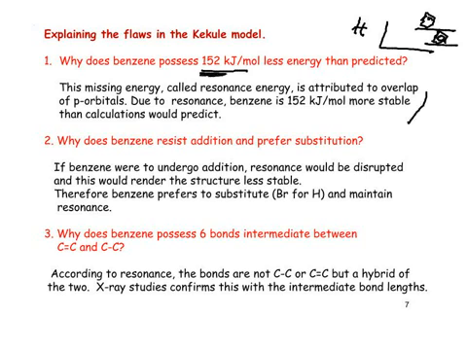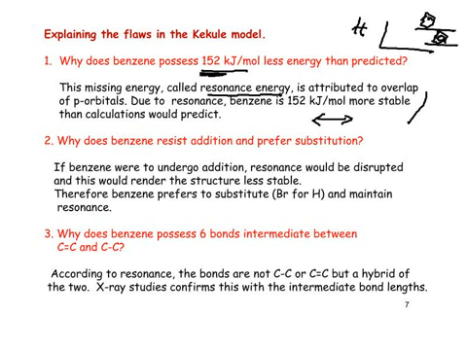Here's the answer. The missing energy, called the resonance energy, an important term to know here, is attributed to the overlap of p orbitals, those 2pz orbitals. And due to the resonance, a resonance means sort of going back and forward. The resonance in benzene.